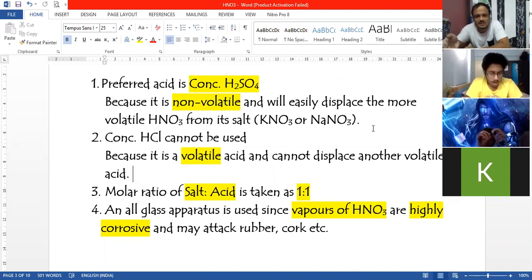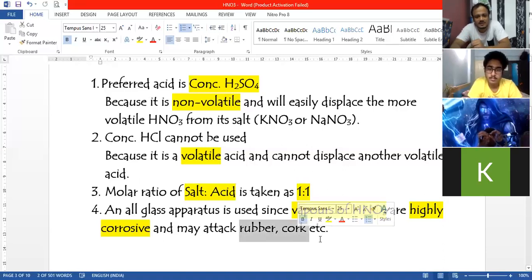So if I am using any substance made of rubber or cork, etc., it will attack that particular thing and damage the rubber or cork which is used. That's why I was explaining in the laboratory setup which I had shown that everything should be made of glass and not any other material, because anything apart from glass will be attacked. This is the question which will be asked: why is an all glass apparatus used?